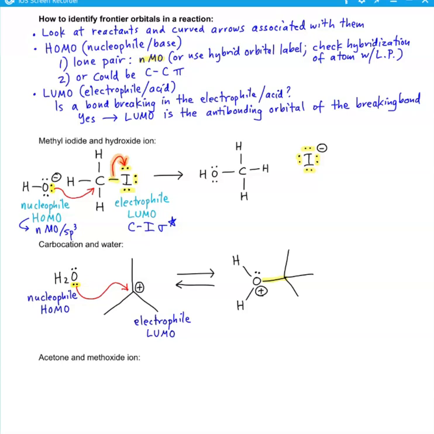Okay, so now let's identify specifically what is the HOMO. Well, it's a lone pair of electrons, so those are non-bonding electrons, and they will be held in a non-bonding molecular orbital. So we could use that label. Or we could use the hybridization label. The hybridization of the oxygen in water is sp3, which means that those lone pairs are contained in sp3 orbitals. So you could also use that label as well.